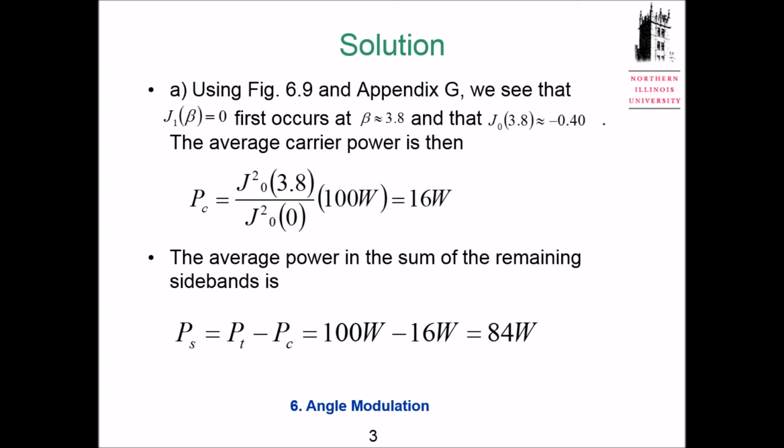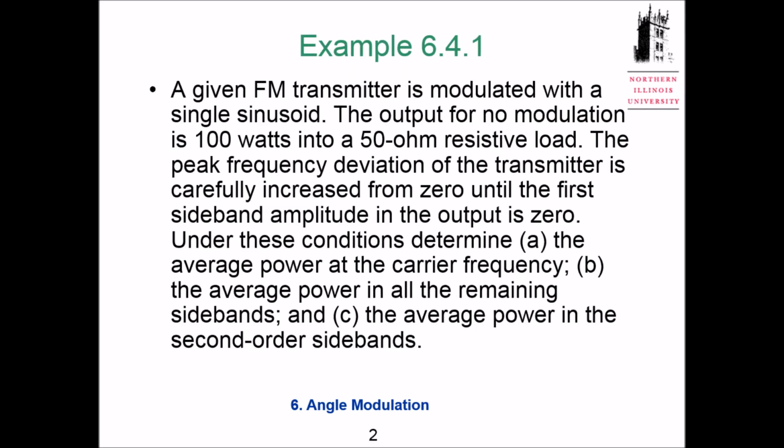So when you find the beta from J1, yes, because we know J1, we find the beta value is 3.8 because my first sideband is 0. And I'm going to use 3.8 to find my carrier power. This is what the problem is asking: on a certain condition, the average power at the carrier frequency. Let me see if I can have this one.